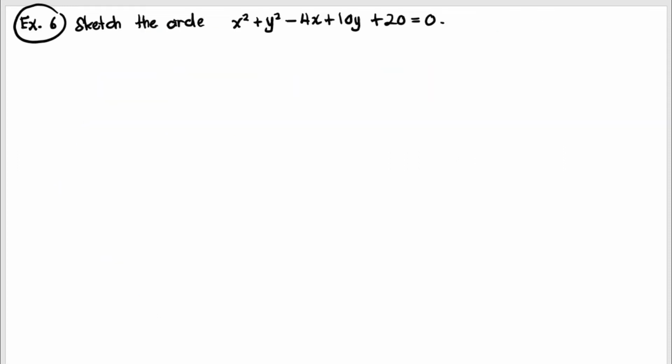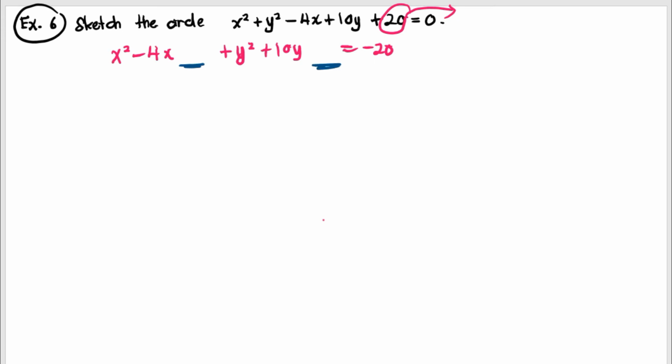Now let's look at this one. We need to sketch this circle, all right? Pretty easy. So what we need to do is to write the equation of the circle in standard form firstly, right? So we have to collect those x together with x, so x squared minus 4x, and then we have y squared plus 10y, and then you have to bring this 20 to the right side, you get -20.